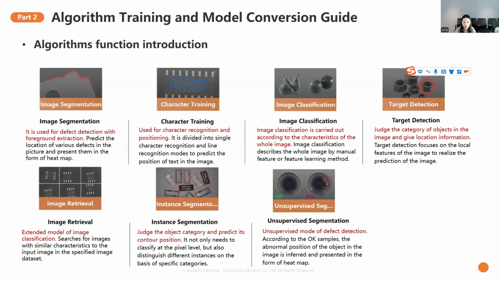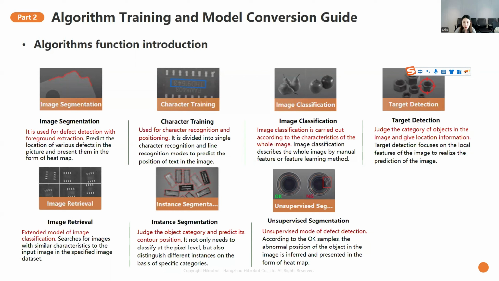The third algorithm is image classification. The image classification algorithms are used to categorize the entire image, and are typically suitable for sorting products with significant differences. Examples include package sorting in the logistics industry and packaging recognition in the food processing industry.